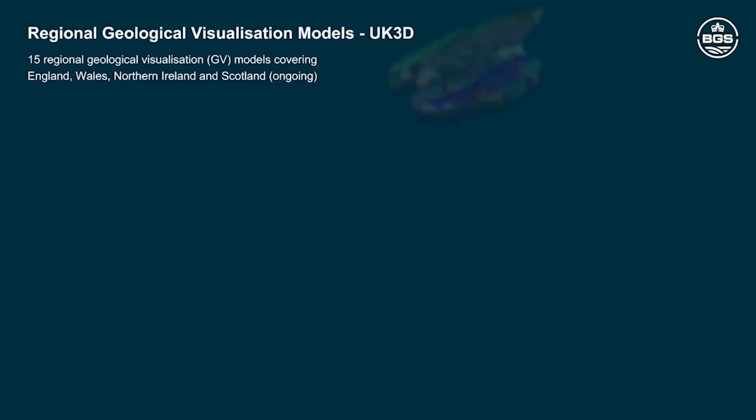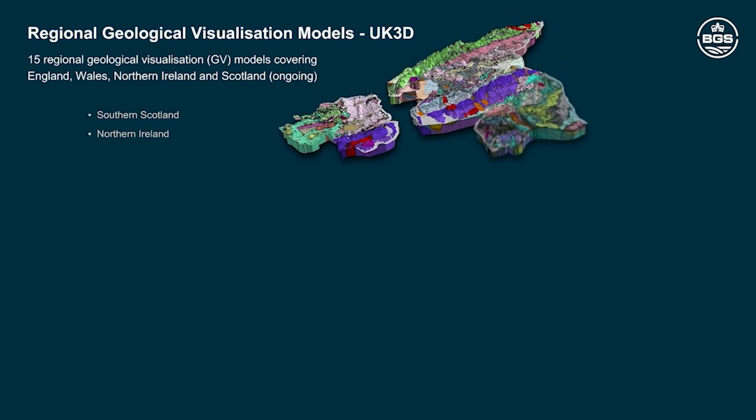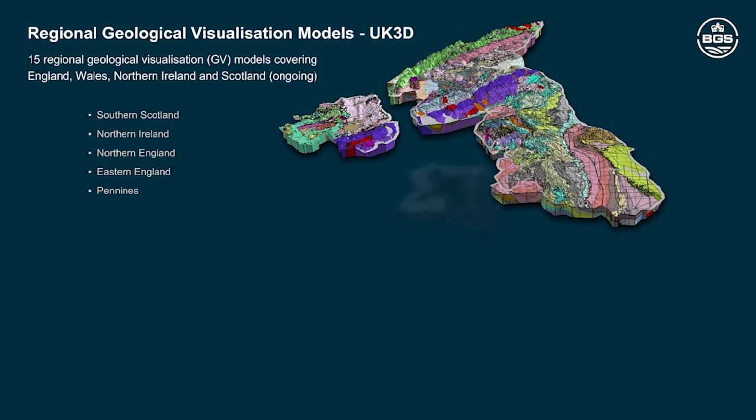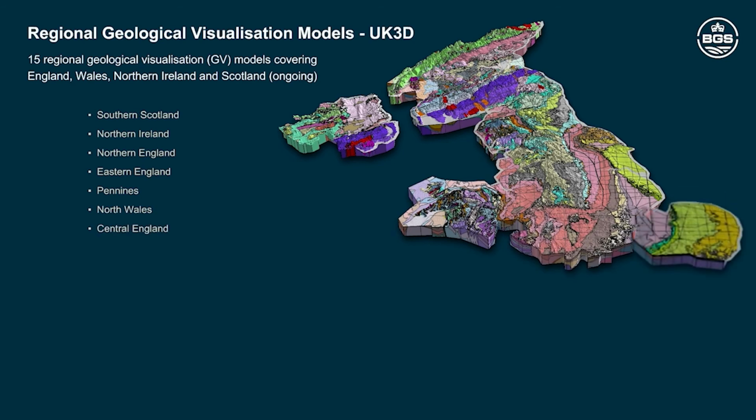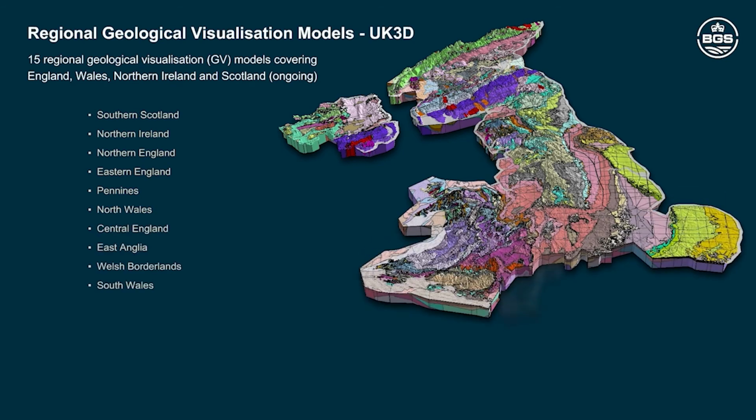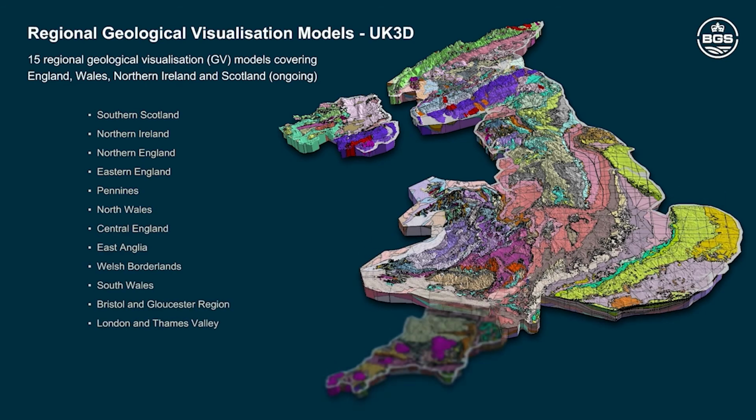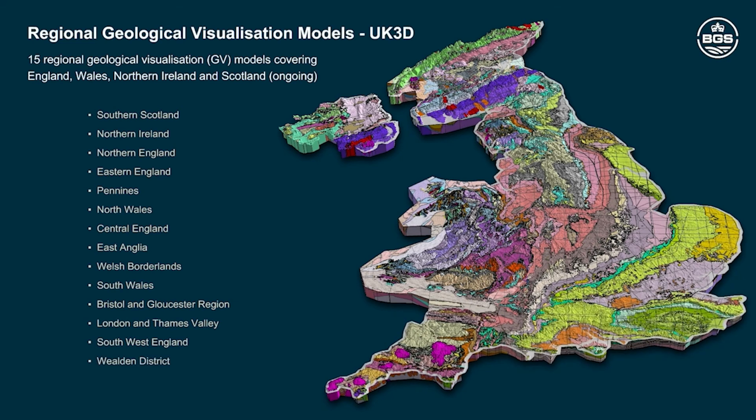We're going to look at a second project now, which again uses PDF to deliver the output, but this time it makes use of the fact that Acrobat can handle 3-dimensional data. These are a set of regional geological visualization block models, covering all of England, Wales and Northern Ireland, with Scotland currently in production. This shows which regions are currently available and gives a list of their titles.